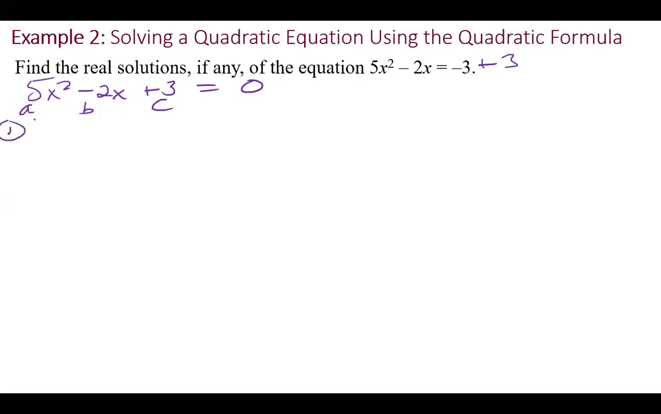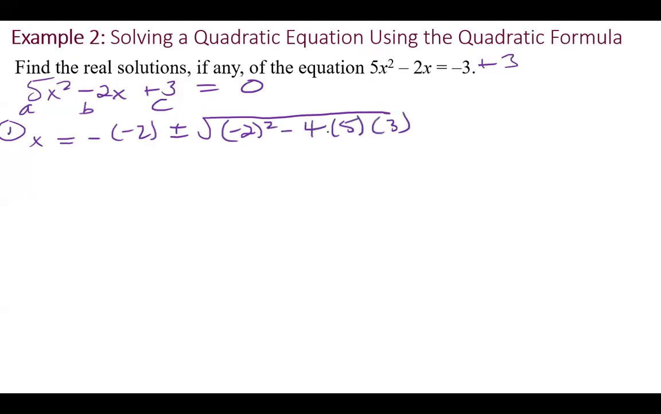So I'm ready to go with step 1 with plugging everything into the quadratic formula. Are we ready? x equals negative b plus or minus the square root of b squared minus 4ac divided by 2a. So as I set the variables, I put them in the place that they go. Are we good with step 1?